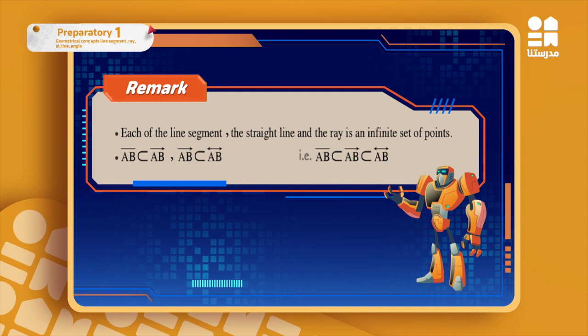Now remark, each of the line segment, the straight line, and the ray is an infinite set of points. First, a line segment AB is a subset of the ray AB. Then, a ray AB is a subset of line AB.